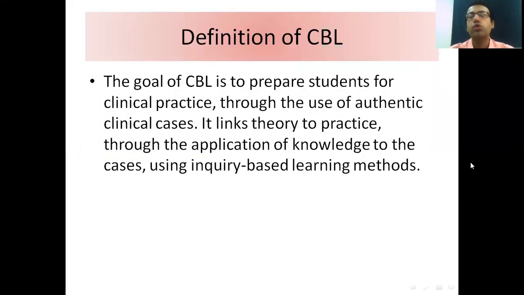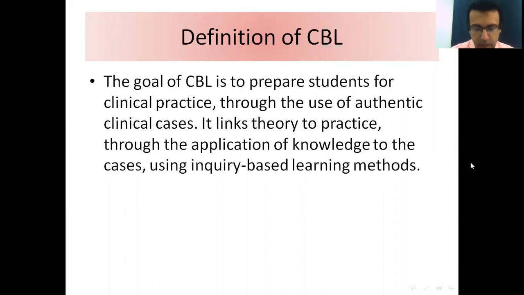First of all, we should identify the definition of case-based learning. Case-based learning has the goal for students to prepare themselves for clinical practice through the use of authentic clinical cases. It links theory to practice through the application of knowledge to the cases using inquiry-based learning methods.